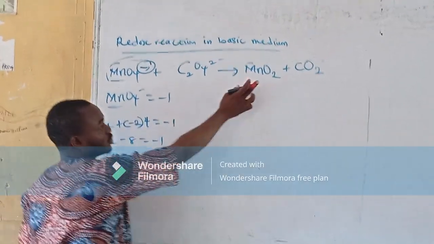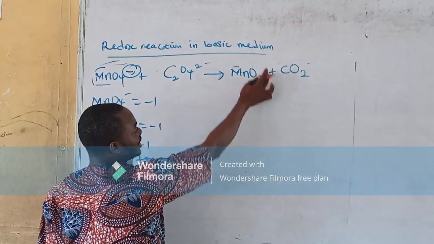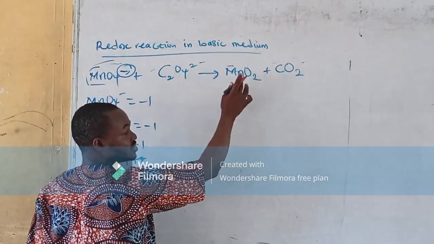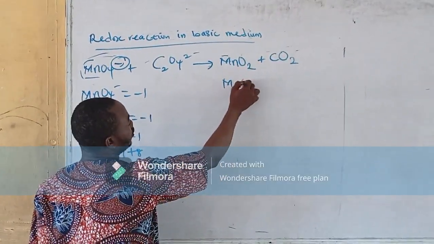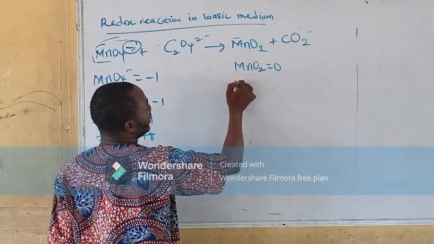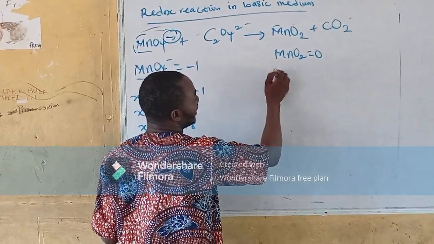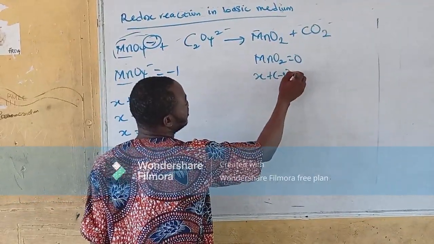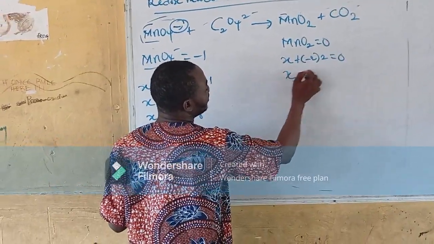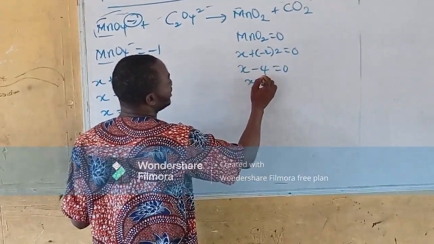Let's take MnO2. Since there is no charge here, everything equals 0. So we have MnO2 equals 0. Then we call Mn x. So we have x plus minus 2 times 2 equals 0. So x minus 4 equals 0. X equals plus 4.